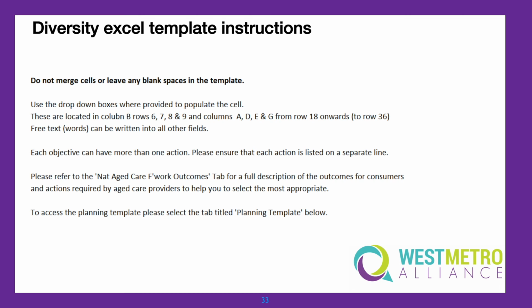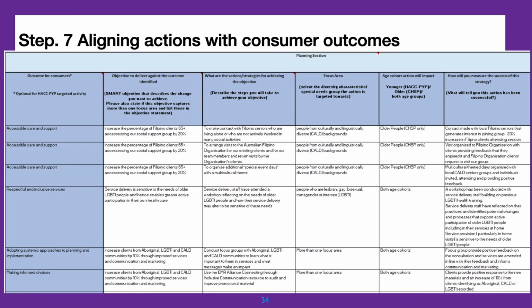So in terms of the diversity template, it's really important that you do not merge cells or leave any blank cells at all. We will be extracting data from these plans that you send us, and we need to ensure that all the cells are completed and the rest of the information is there for your reading. So this is an example of a particular plan. It's important that these actions are not copied, and it's just here for your information so that you get a sense of what a completed plan looks like.